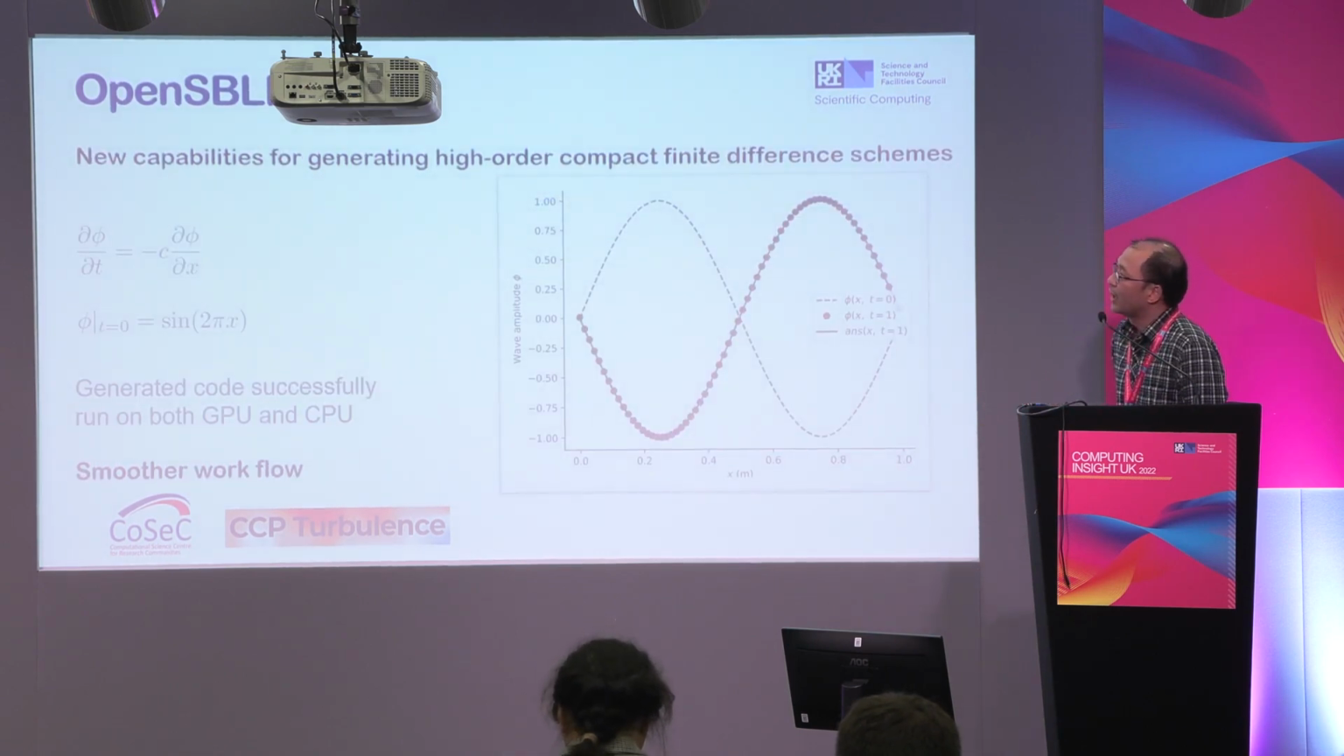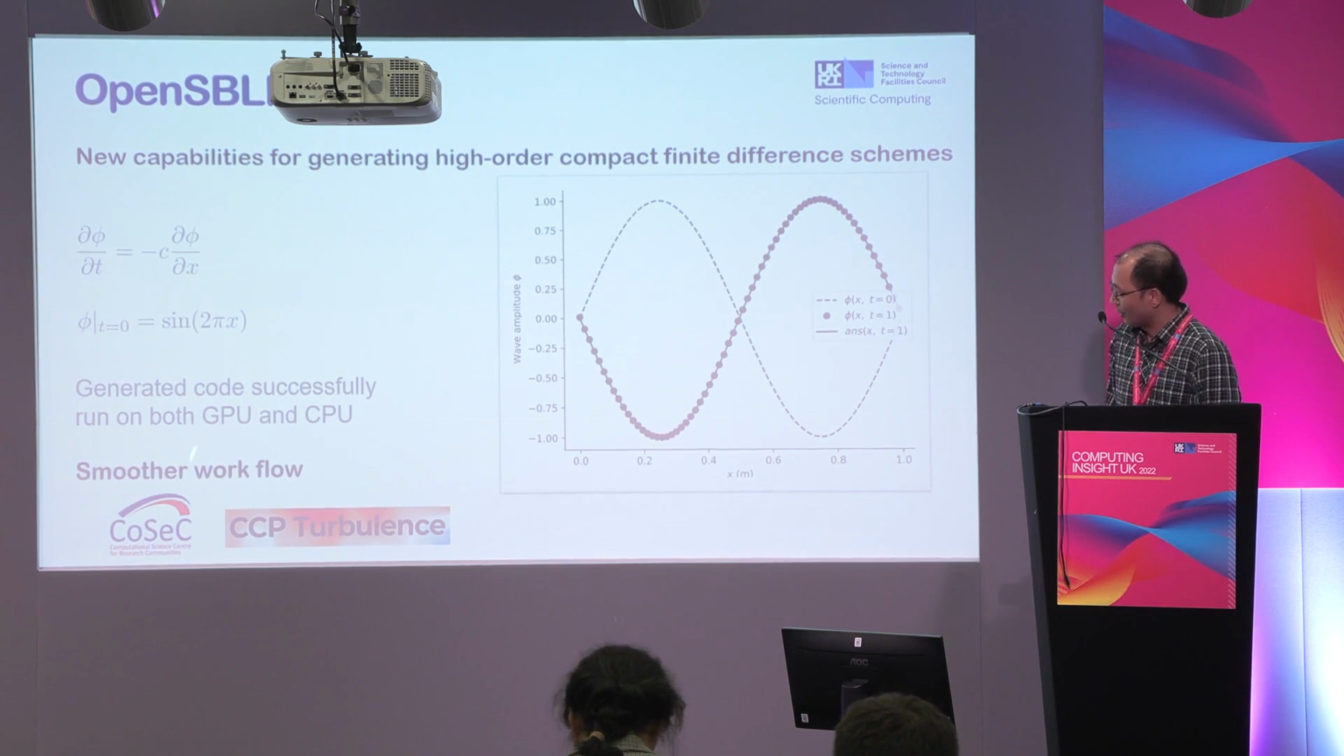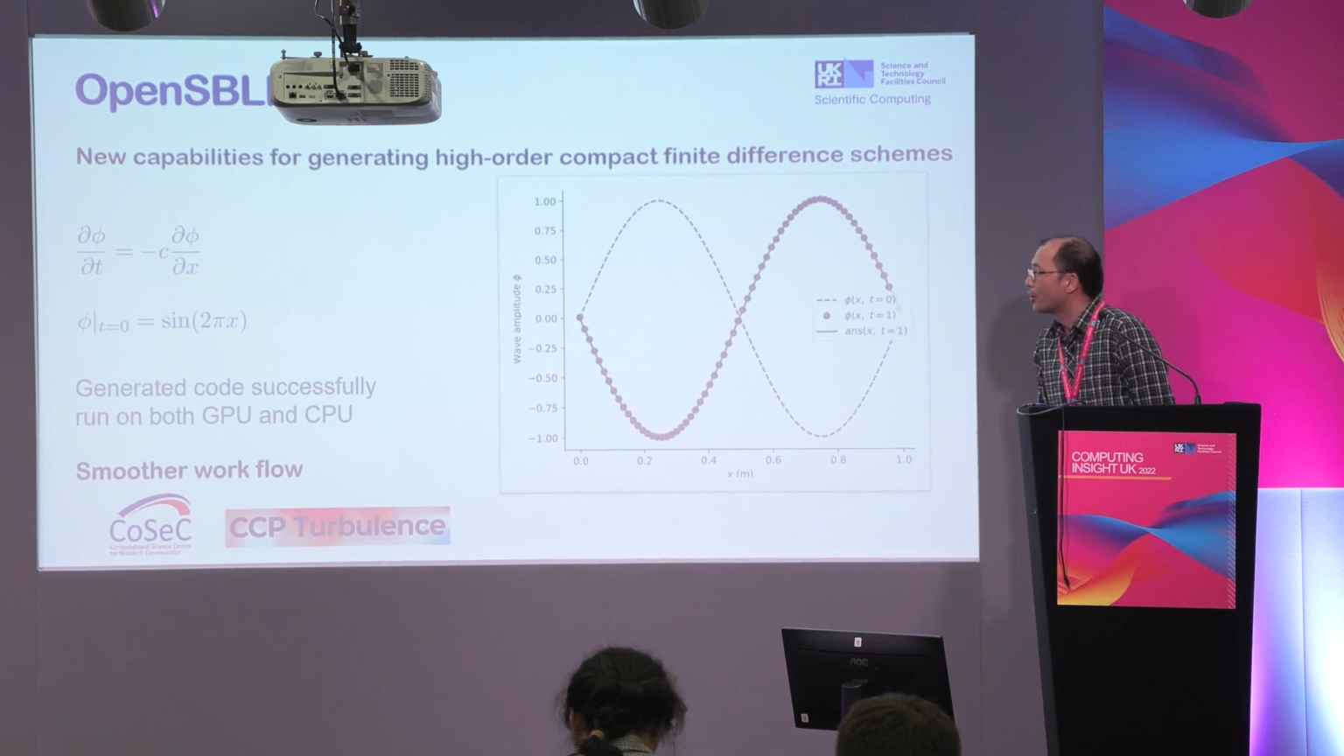For OpenSBLI, we implemented a new capability into the code for generating high-order compact finite difference schemes. Currently, we have finished the code for writing the generated code, and then we did some tests on a simple wave transportation equation. As we can see, we get a correct solution. As said, we write the code once, and then the code can automatically run on GPU and CPU.